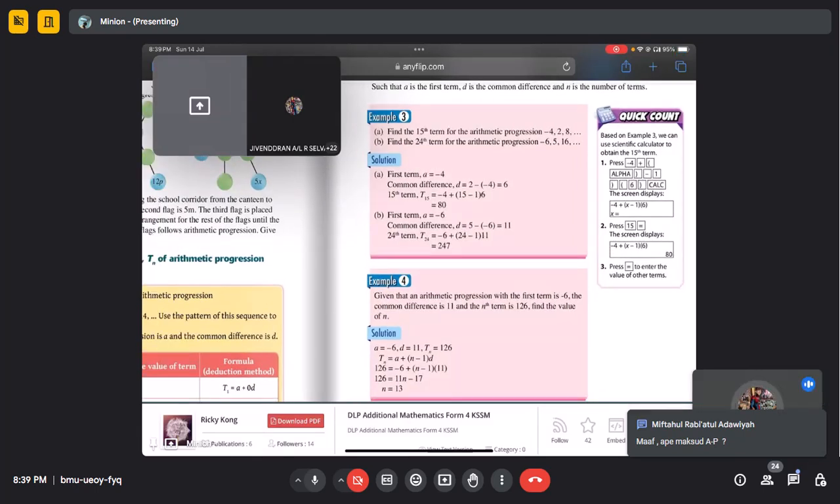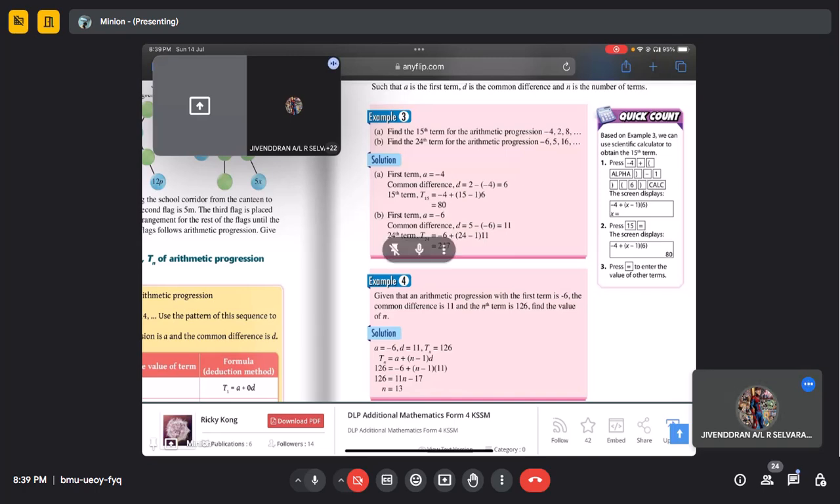Okay, so the next example, we use this formula to find the number of terms. Okay, so the first question: find the 15th term for the arithmetic progression -4, 2, 8, and so on. By this sequence we can find that the first term, which is also known as a, is -4.